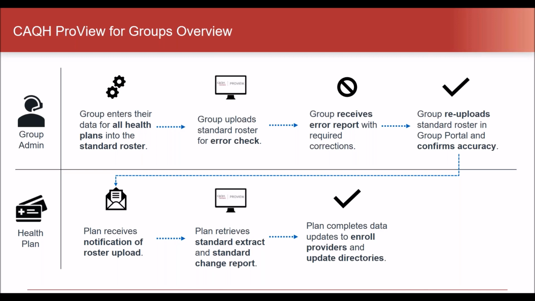At that point, we send a notification to any plan who has subscribed to receive the group's data, and the plan is able to log into the existing CAQH plan portal and download a real-time extract and change report. So on-demand plans can now come when they're ready to receive that information and download either that full data set, what we call an extract, or they can download just changes between two roster submissions. Once the plan accesses that information, they can now complete any data updates needed to enroll, terminate, or update directories.